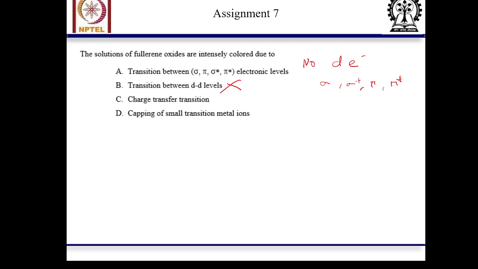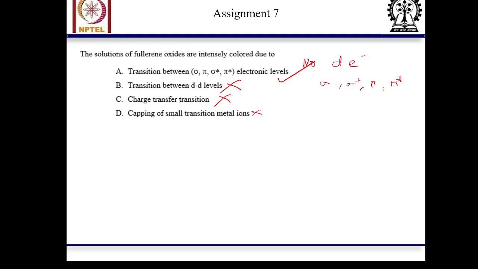Transition between d to d level, no. Charge transfer is also not there, because no metal is present in a higher oxidation state where one atom is acting as the oxidizing and the other as the reducing one. That is also not correct. So basically the transition between the sigma star and pi star electronic levels is responsible for the intense color.